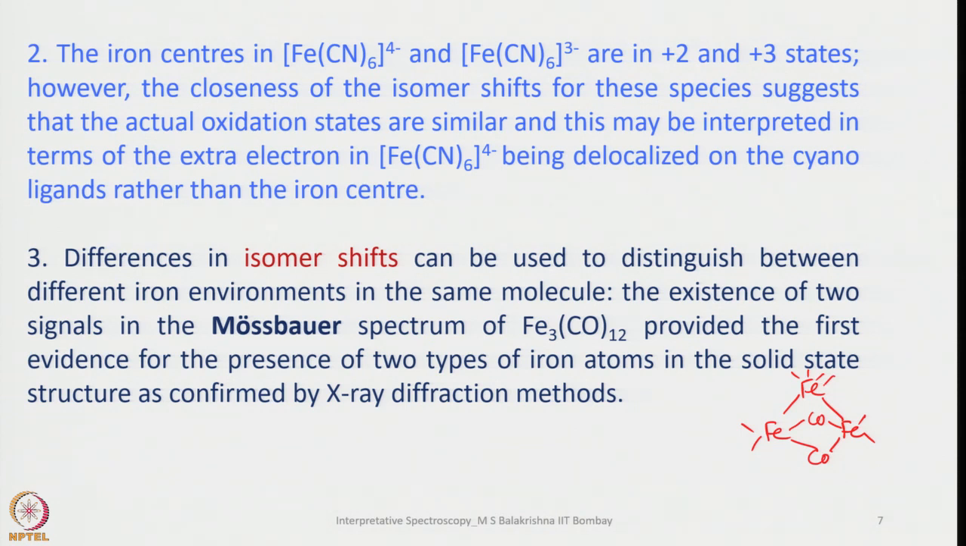Two iron atoms here have two bridging carbonyls, whereas the one on the top of this triangular planar geometry does not have any bridging. So strictly speaking, there are two types of iron centers. This can be distinguished from X-ray crystallography, but Mössbauer spectroscopy also shows two signals in a 2:1 ratio, suggesting that there are two different types of iron environments in the molecule of Fe3(CO)12.